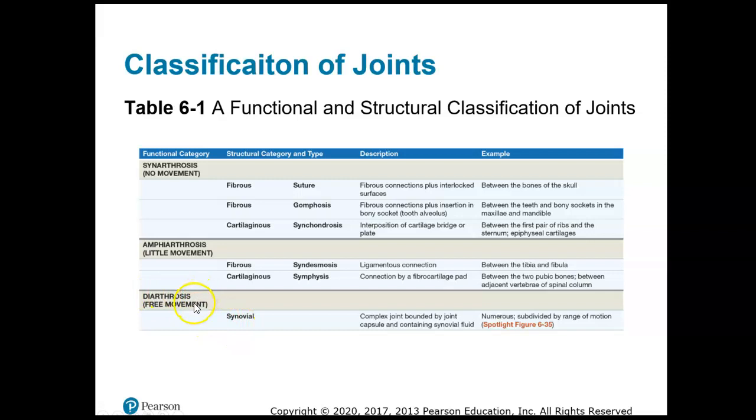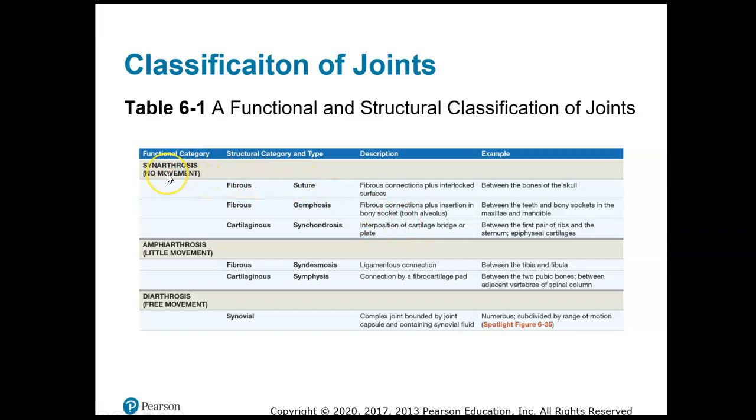Diarthrosis joint is the functional category of the joint, whereas structurally we call it a synovial joint. But a synovial joint is always a diarthrosis joint. So they're always synovial, and if a joint is called diarthrosis, it's always synovial, and it permits free movement. So these will be the freely movable joints like our knee and our hip and our shoulder and our elbow, finger joints, those kinds of things.